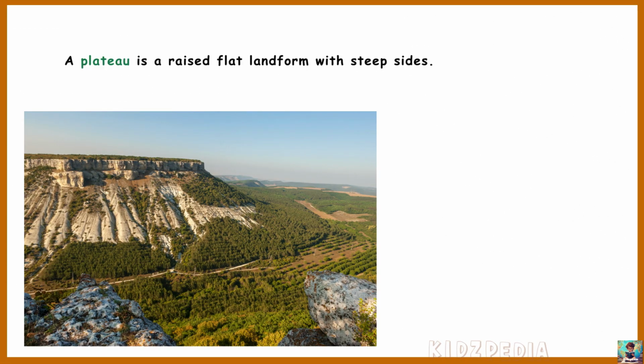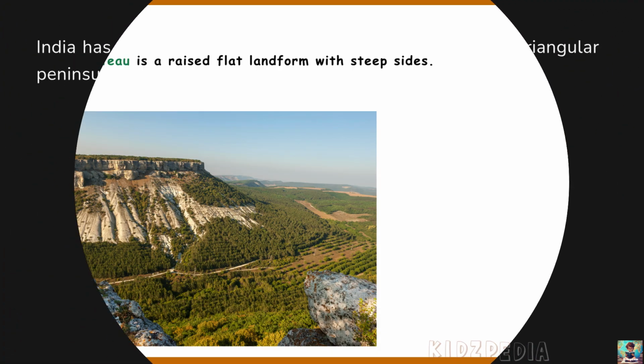A plateau is a type of landform that is higher than the surrounding land and it has a flat top, but its sides are often steep. So we can think of it as a flat land that is raised above the land around it.